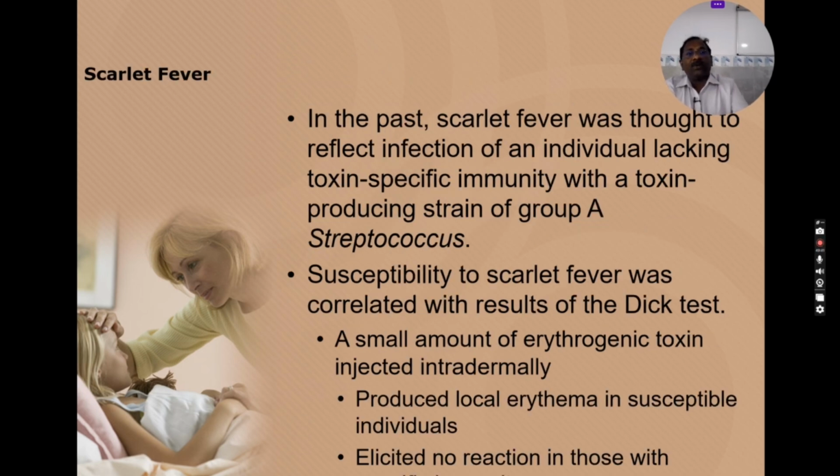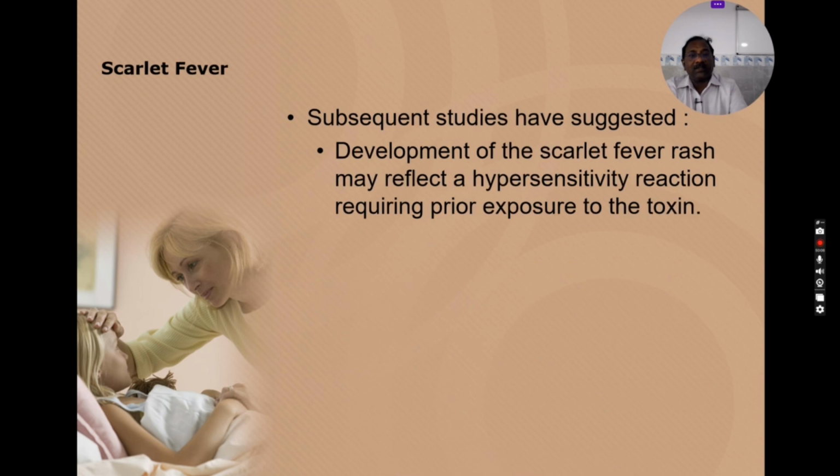Scarlet fever was thought to reflect infection of an individual lacking toxin-specific immunity with a toxin-producing strain of group A Streptococcus. Susceptibility to scarlet fever was correlated with the results of the Dick test: a small amount of the erythrogenic toxin injected intradermally produced local erythema in susceptible individuals. That is the Dick test. Development of the scarlet fever rash may reflect a hypersensitivity reaction requiring prior exposure to the toxin.